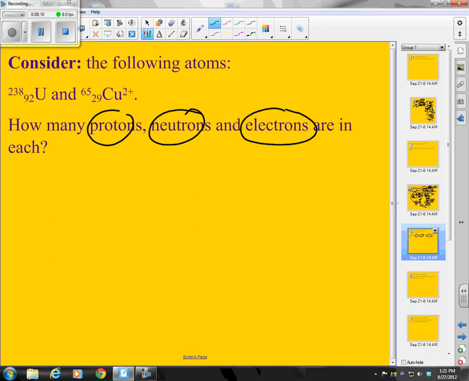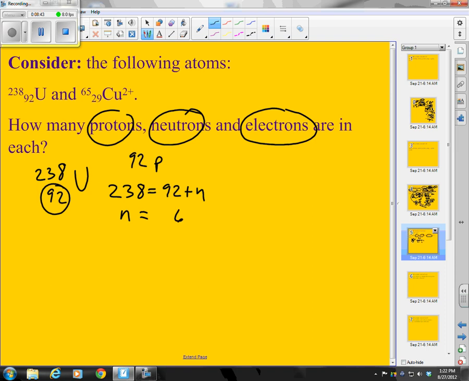Okay, here we go. Let's do uranium-238. So I have 238, 92 uranium. What's that 92? Well, that's my atomic number. So that means I have 92 protons. 238 is my mass number, which is equal to my 92 protons plus the number of my neutrons. So neutrons are equal to, what do you think, folks? 238 minus 92, how about 146 neutrons? Good, so I have 92 protons, 146 neutrons.